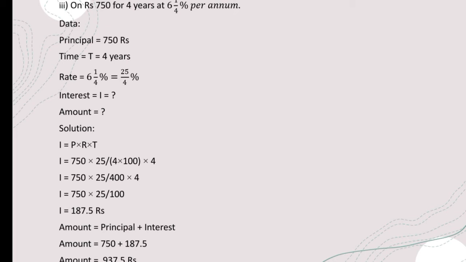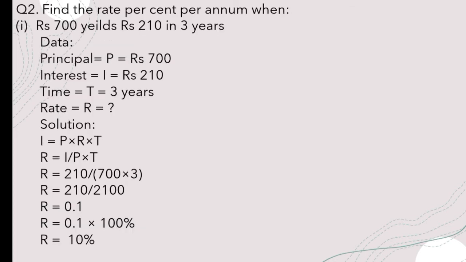Now see question number 2: find the rate per cent per annum when rupees 700 yields rupees 210 in 3 years. In this question we have to find the rate. Principal is given, interest is given, time is given. We have to apply the same formula, but we just need to solve the formula for R, and then we are going to put all the values and simplify it.